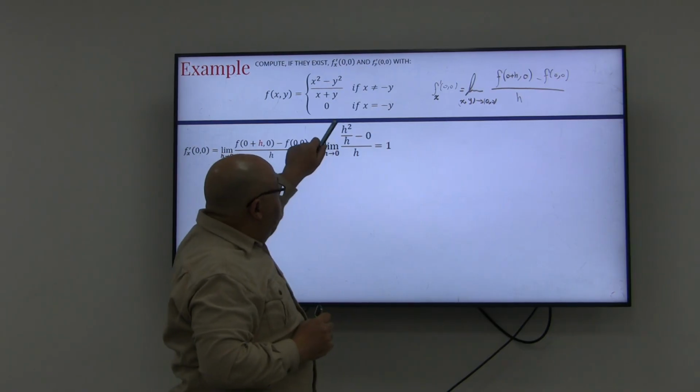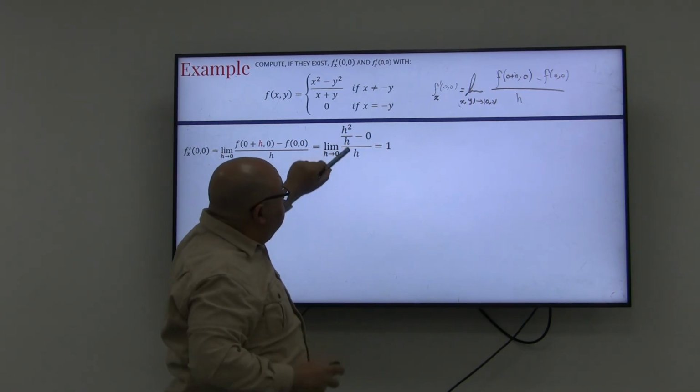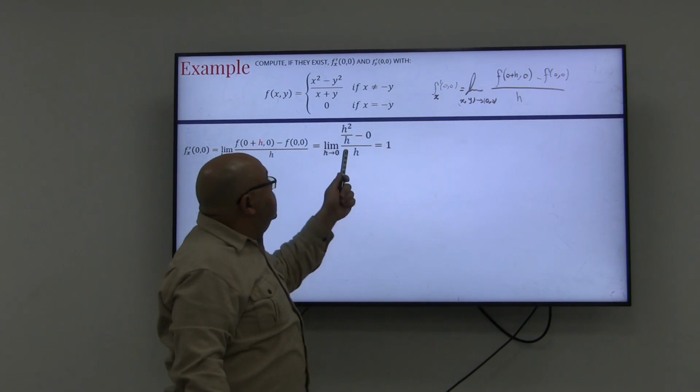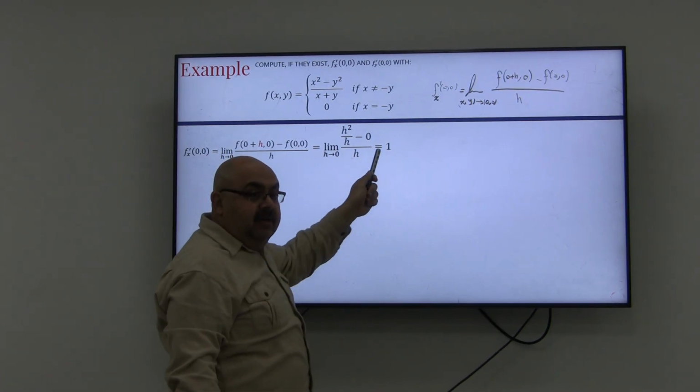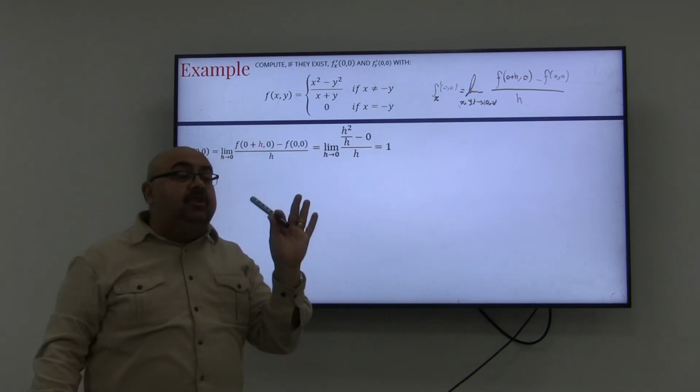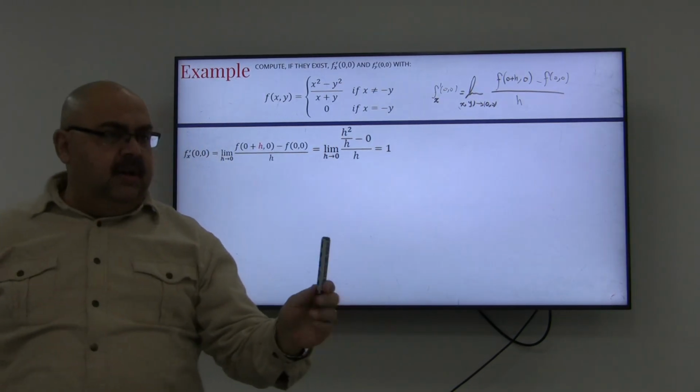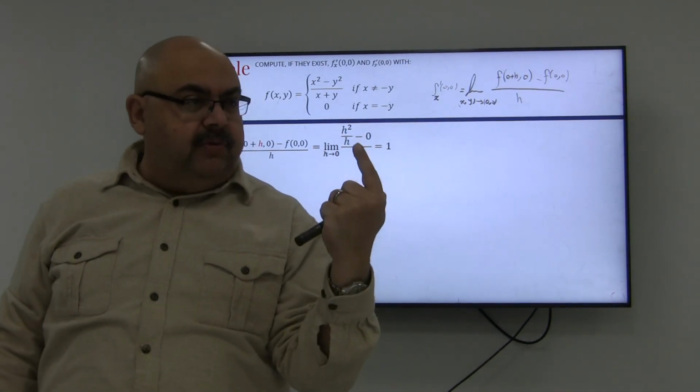Look, it's h squared over h, so it's going to be h, which is going to be eliminated with this one. The value is equal to 1. So the first derivative with respect to x already exists, and the value is equal to positive 1.